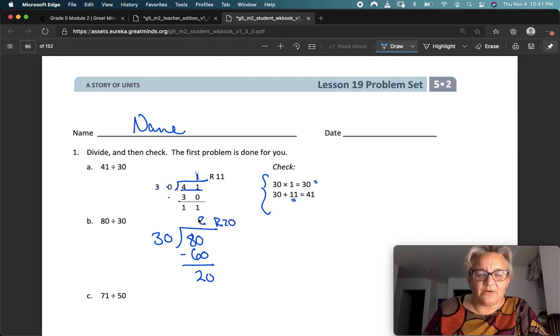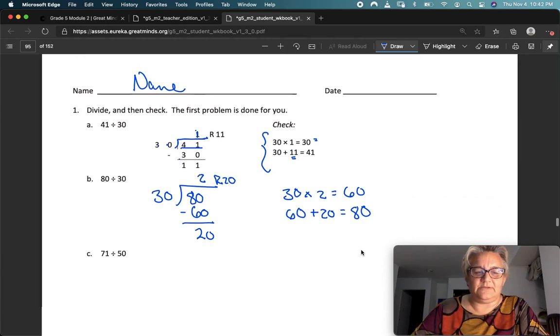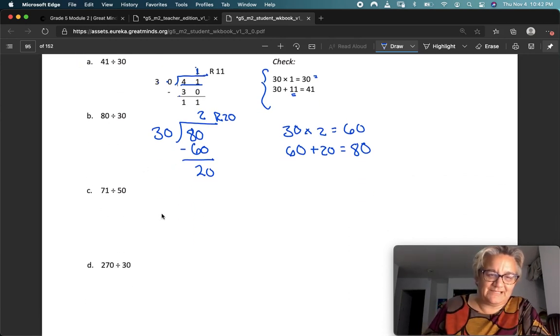Now we're going to check our work. So we're going to do 30 times 2 equals 60. Then we're going to take that 60 and add our remainder. And we should come up with our original problem, which was 80. Okay. So let's do the next one.